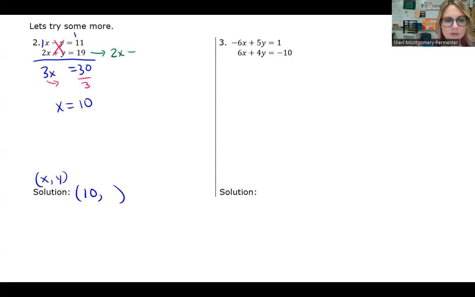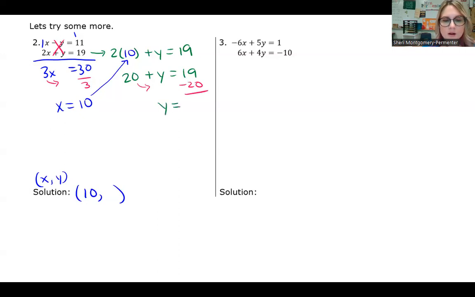So 2x plus, oh, not x. I need to leave myself a space to put. I'm plugging it in. So I am taking that 10 and I'm plugging it in. So 2 times 10 is 20 plus y is equal to 19. I just have one step.